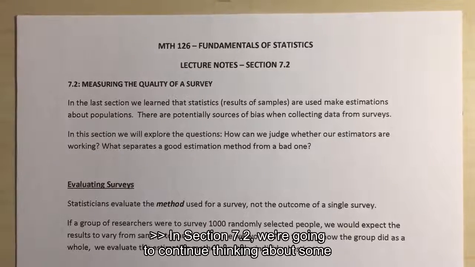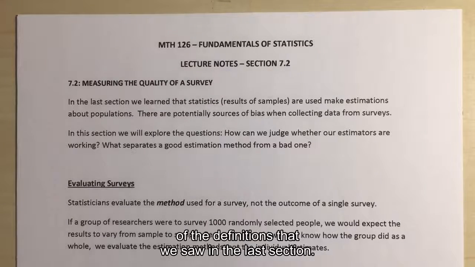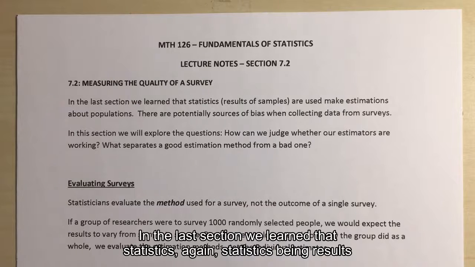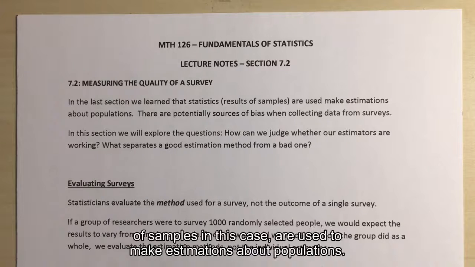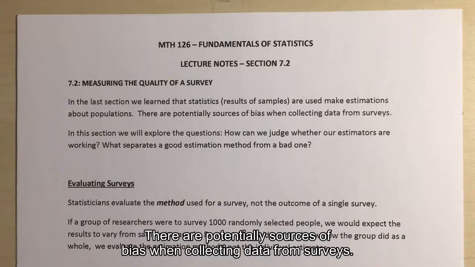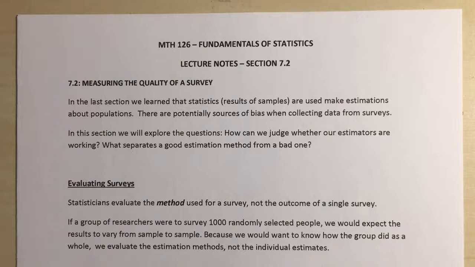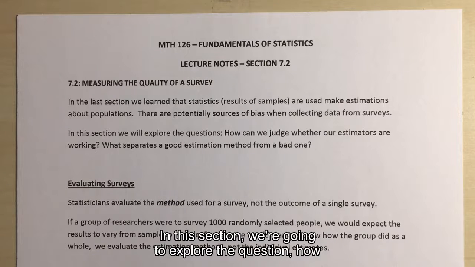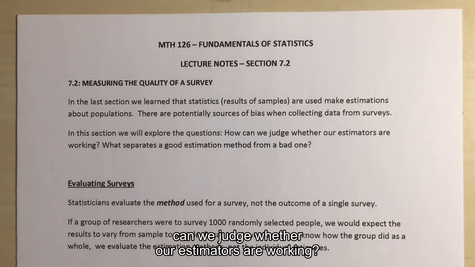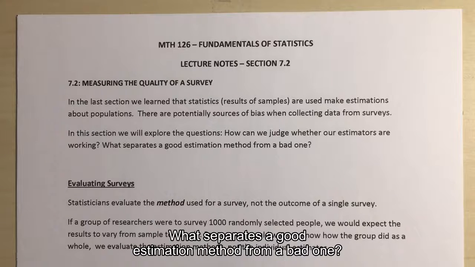Right, so in section 7.2, we're going to continue thinking about some of the definitions that we saw in the last section. In the last section, we learned that statistics, again, statistics being results of samples in this case, are used to make estimations about populations. There are potentially sources of bias when collecting data from surveys. So in this section, we're going to explore the question, how can we judge whether our estimators are working? What separates a good estimation method from a bad one?